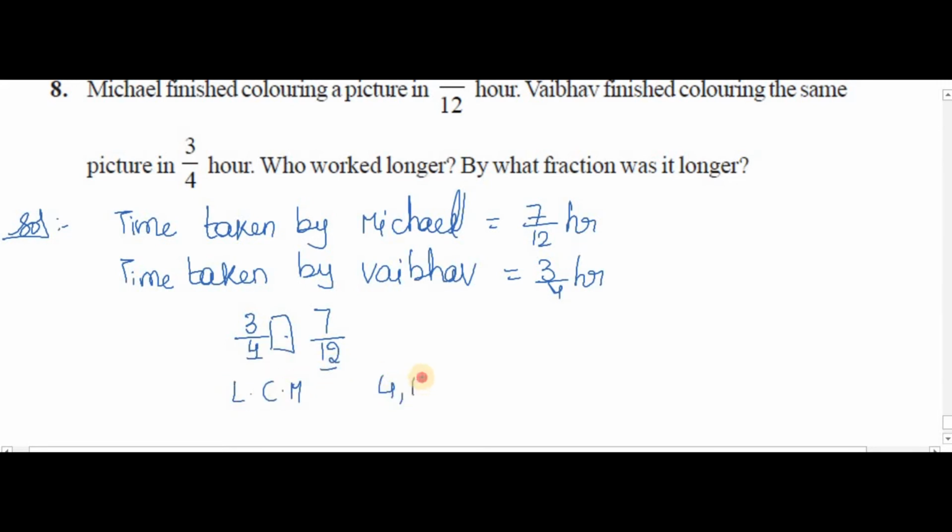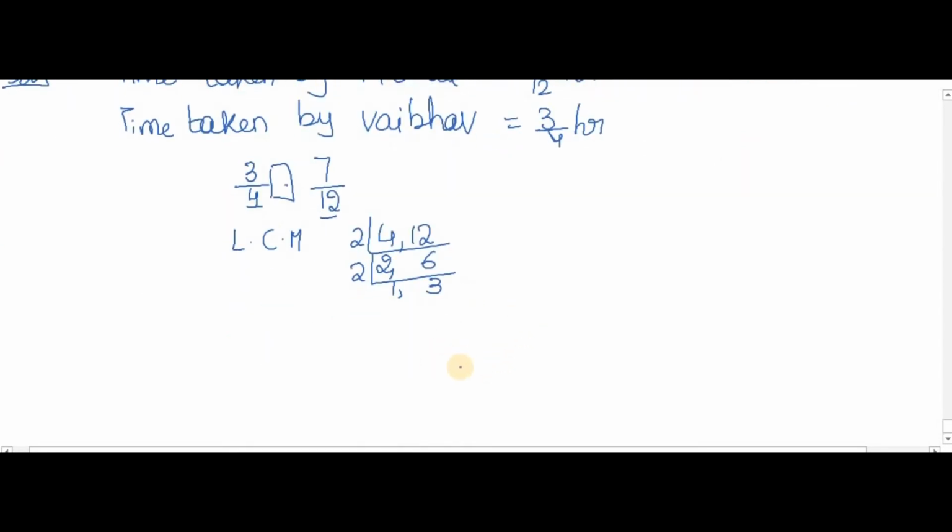4 and 12 will come in 2 table. 2 2s are 4, 2 6s are 12. Again 2 table will come. 2 1s are 2, 2 3s are 6. Whereas 1 and 3 we can stop, because 3 is a prime number. That is the reason we can stop finding LCM here. Now multiply the numbers. 2 into 2 into 1 into 3. 2 2s are 4, 4 1s are 4, 4 3s are 12. Now my LCM is 12.